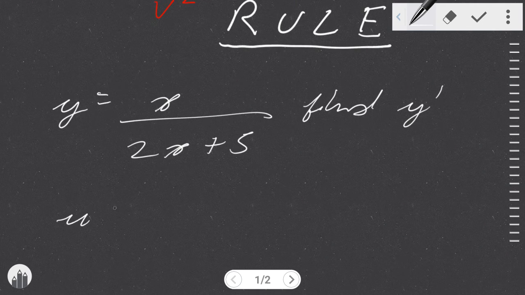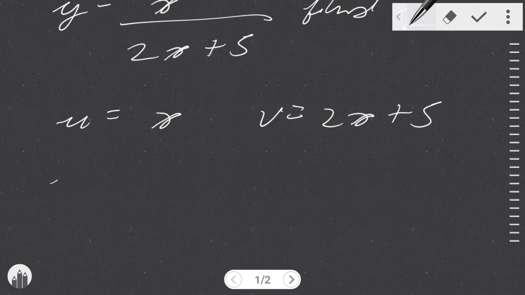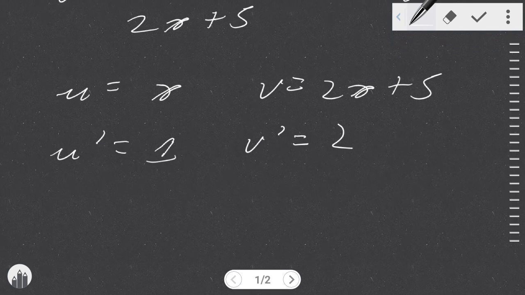First of all, you find out what u is and v is. So u is the x, which is the top figure here. v would therefore be the denominator, which is 2x plus 5. Now you take the derivative of u and you are left with 1. Take the derivative of v, v dash, and you are left with 2. Now that is half the work done right there.